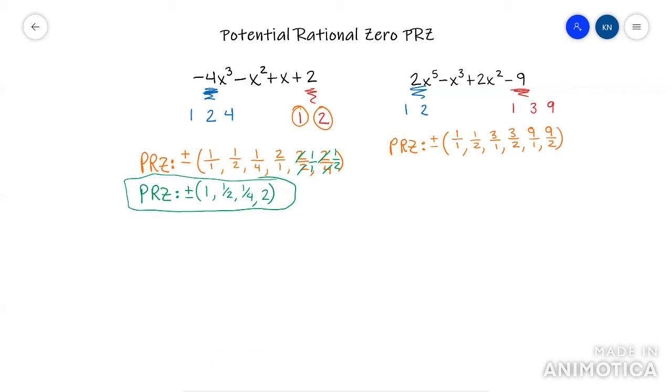Look for ones that repeat or ones where you have to reduce. This one, it doesn't look like we have any repeating values, so I would just leave it like this. And if you wanted to just put like 3 here, that's fine as well. So that is how you do potential rational zeros.